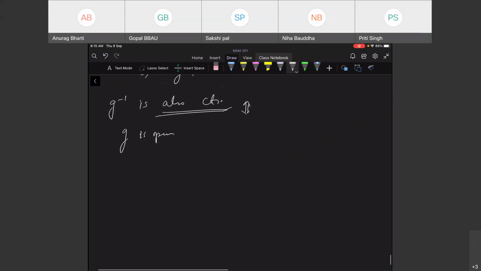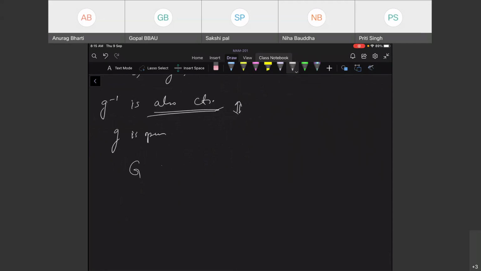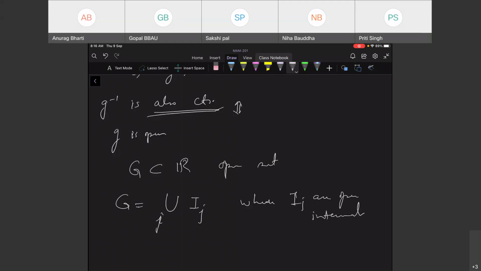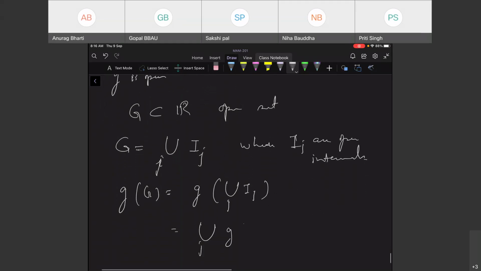Let me prove this for you. You take an arbitrary open set G in R. Then G can be written as a union of open intervals I_j. Then what will be g(G)? This will be g of the union over j of I_j, which is nothing but the union over j of g(I_j).